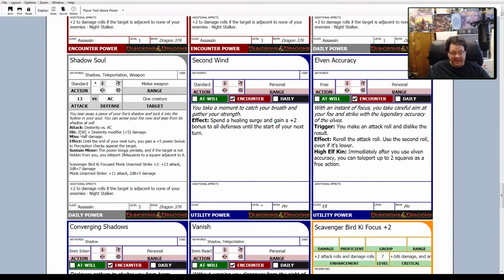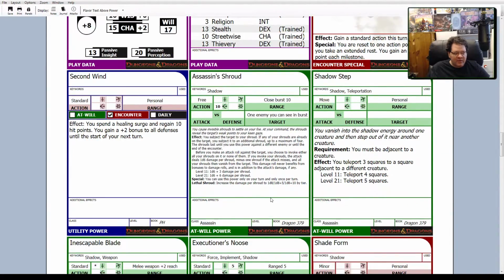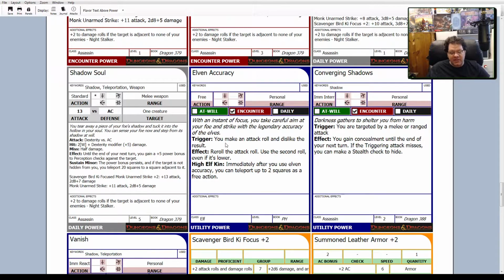So, yeah. I don't know why I have 2 second wind cards. I'm going to see if I can just hide that one. I hope it kept the other second wind, because I like having 1. I don't need 2. Elven Accuracy, we talked about that.